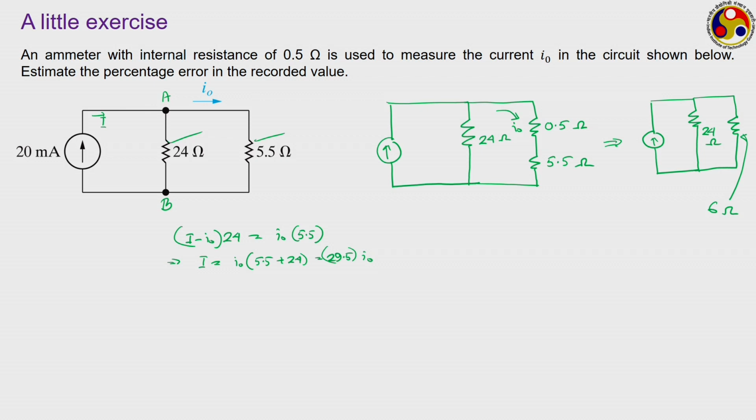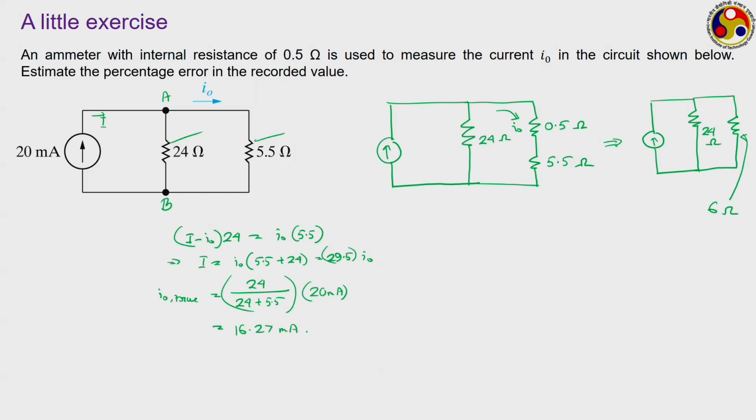I can be calculated using the equivalent resistances. Our current source is of 20 milliampere. So, the value of this capital I can be taken to be 20 milliampere. Accordingly, we can calculate this I naught, the true value, as they are in parallel. So, 24 divided by 24 plus 5.5 into this 20 milliampere, thereby giving a true value of 16.27 milliampere.